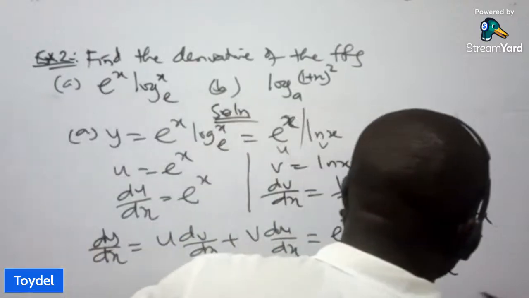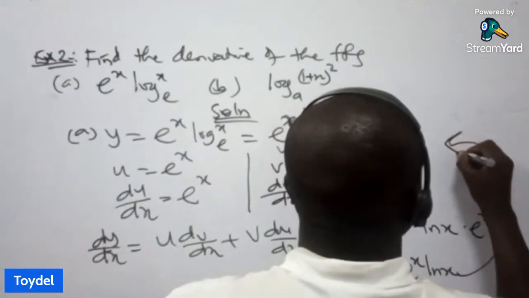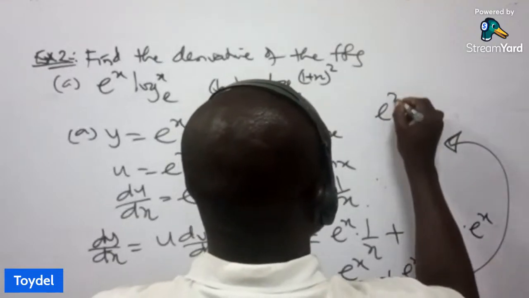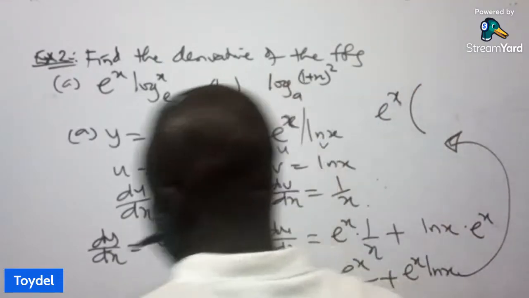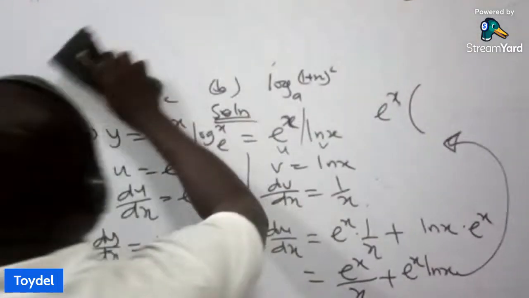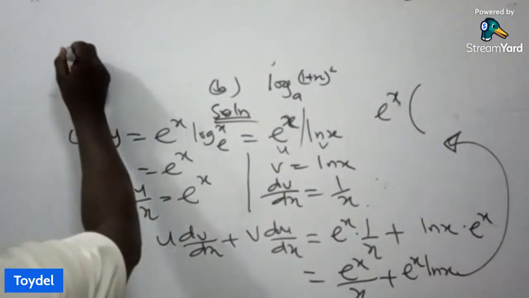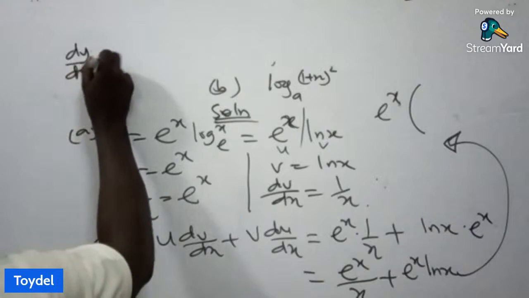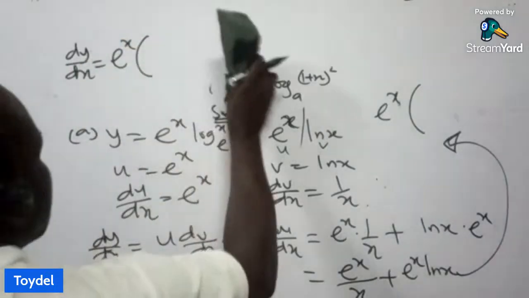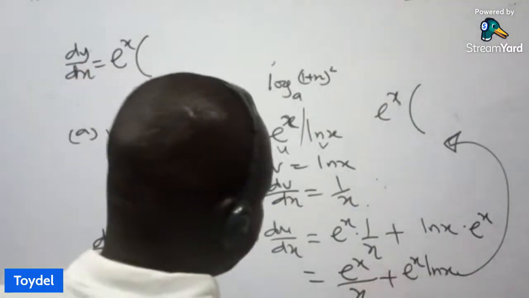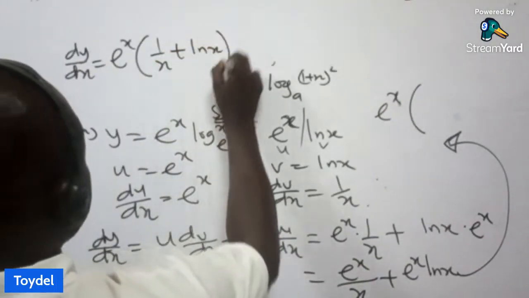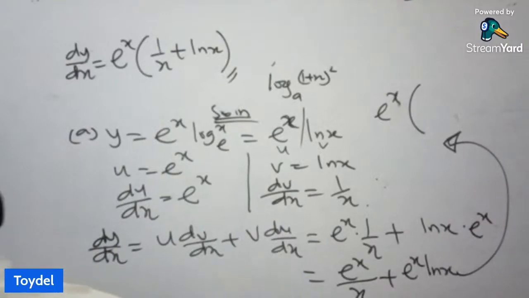Of course, from here now, we might decide to bring out e^x. Let me write it here neatly. That is, from here we can say dy/dx will now be equal to, let's bring out e^x. Then what do we have left? If we do that here, I'm going to have 1 over x left here plus ln x, and that's what we are going to get. So that will be the final answer.